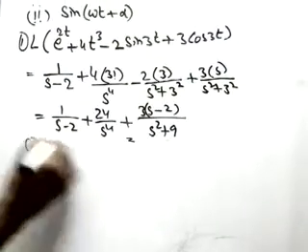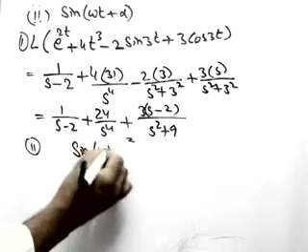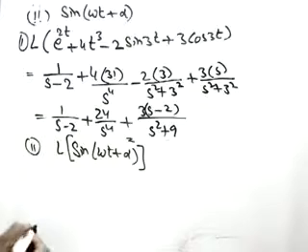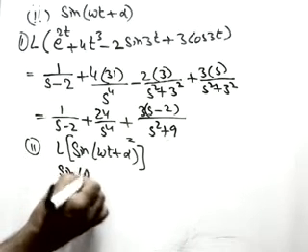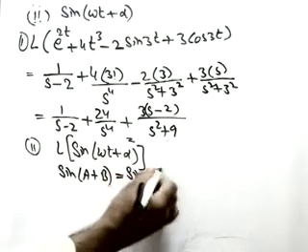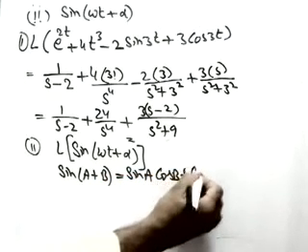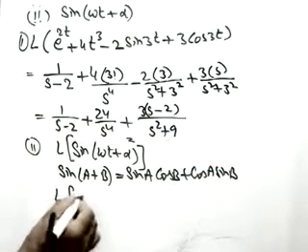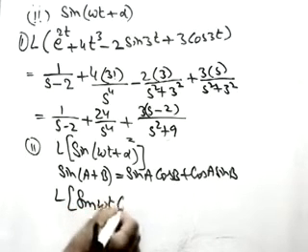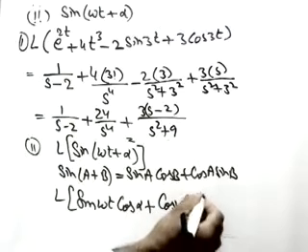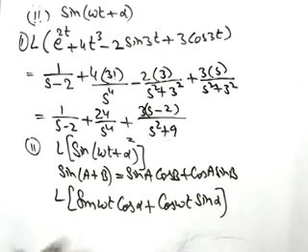Now let me do the second question. What is the second question here? Sin of (omega t plus alpha). Now we have to find the Laplace of this. So apply Laplace. First you have to use the formula for sin(a plus b). We know sin(a plus b) is sin a cos b plus cos a sin b. Now let me use this formula. So Laplace of sin a means sin omega t, cos b means cos alpha, plus cos a means cos omega t, sin b means sin alpha.